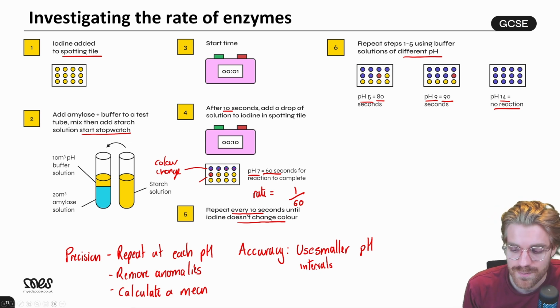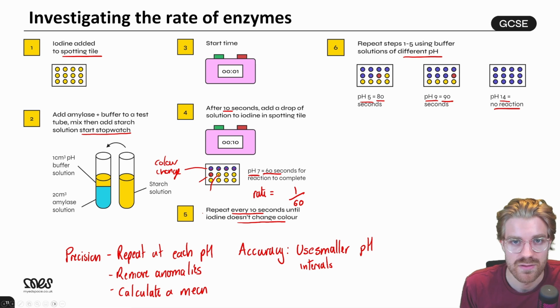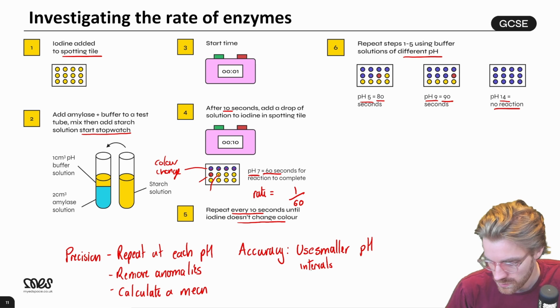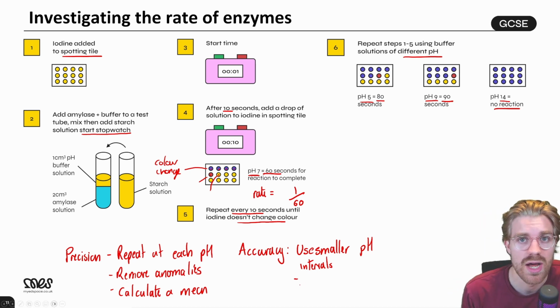In addition to that, this color change could be subjective. How do I know whether or not the iodine truly hasn't changed color? So perhaps using a quantitative way, a numerical way of measuring the change in the absorbance, the change in the color of the iodine. Another way we could improve the accuracy is by using a different way to investigate the presence of the product.